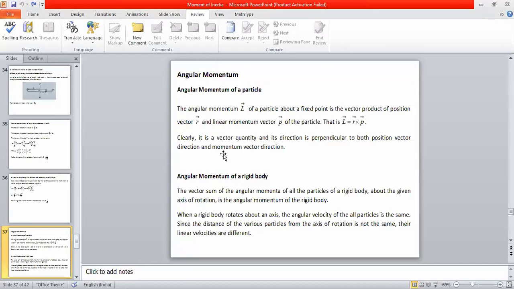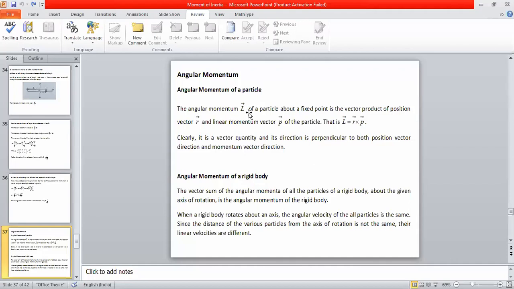Let us try to understand what is the meaning of angular momentum and torque. Okay, now let us first try to understand the angular momentum of a particle. First we shall define what is angular momentum of a particle. Then afterwards we shall define angular momentum of the entire rigid body. Actually we are interested in angular momentum of a rigid body, but before we calculate that, we define angular momentum of a particle.